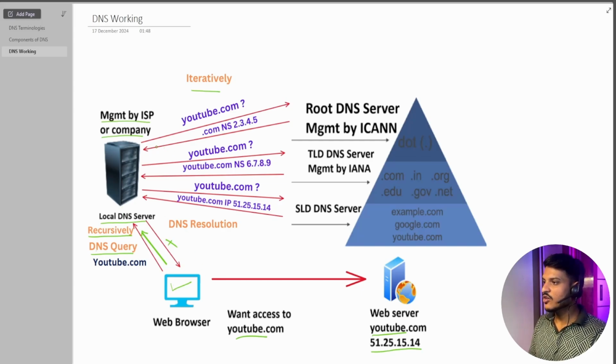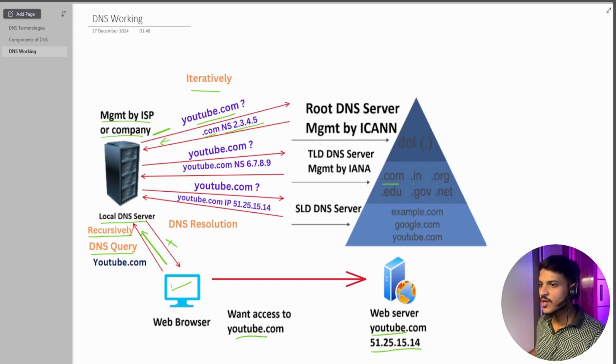So how will it go? Our local DNS server will iteratively make a DNS query to the root DNS server, saying, hey, do you know where youtube.com is and what's the IP for it? Our root DNS server will say, I don't know where youtube.com is, but I know about .com, which has a name server value of 2.3.4.5. This goes back to our local DNS server, which now knows that .com has this name server value.